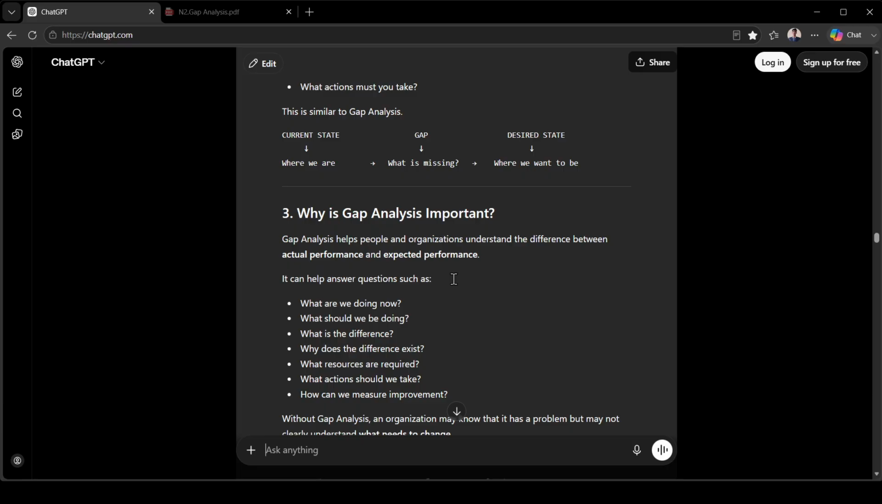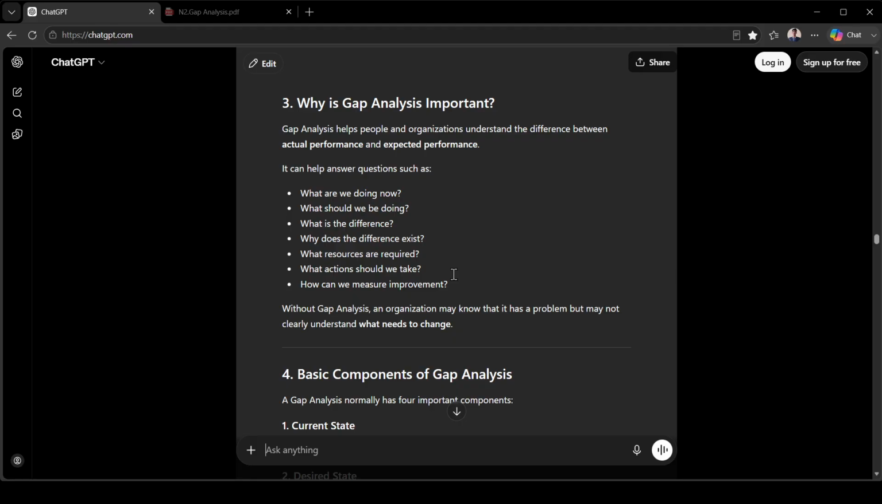So why is gap analysis important? Gap analysis helps people and organizations understand the difference between actual performance and expected performance. It can help answer questions such as what are you doing now, what should you be doing, what is the difference, why does the difference exist, what resources are required, what action should we take, and how can you measure improvement. Without gap analysis, an organization may know that there is a problem, but may not clearly understand what needs to change.